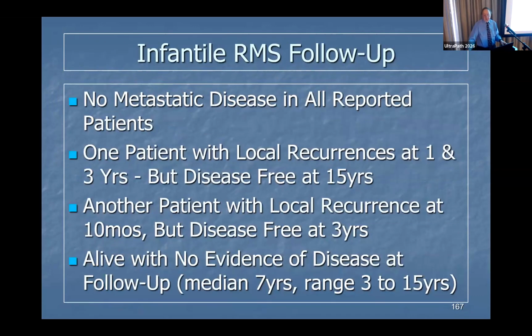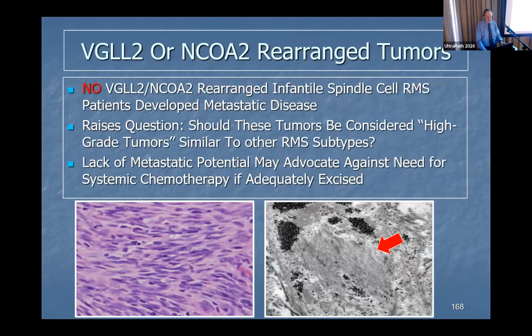So the interesting part about these infantile spindle cell rhabdomyosarcomas is that no metastatic disease was reported in any of these patients. Typically, they may have some local recurrence associated with it, but others really have not had any significant disease overall. And with these, there's a wide range of survival, median survival about 7 years, median follow-up about 7 years. The range has been fairly short.